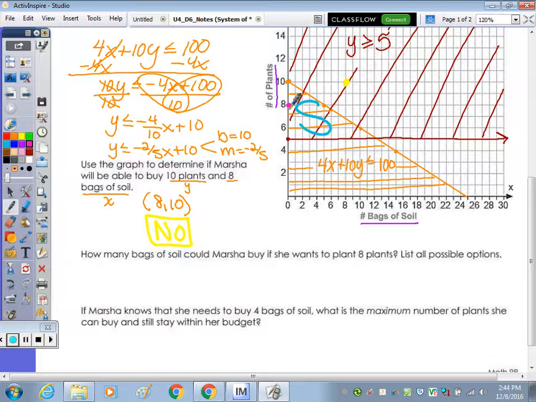For this point right here, though? 0, right? And you said 5 was an option, right? Yeah. So for 5 bags, that's an option. So 5's an option, 0 is an option. Any others? Everything in between. Okay, for whole bags of soil, that would be 1, and then 2, 3, and 4.